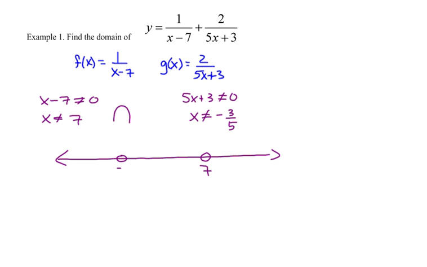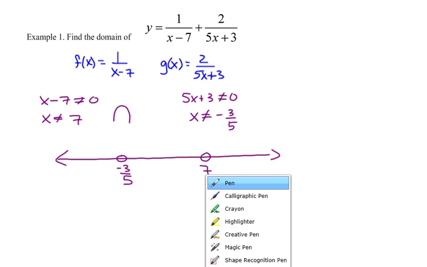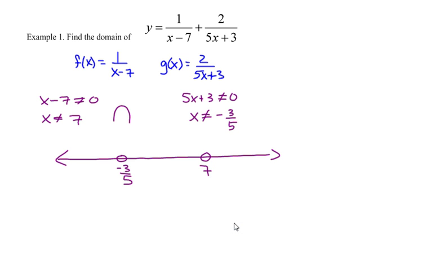Pardon me? No, yeah, you can. You can have as many union symbols as you need. Okay, so this function says just x can't be 7. So it used to be, let's use a highlighter. So it can't be 7, right? But this function, yeah?